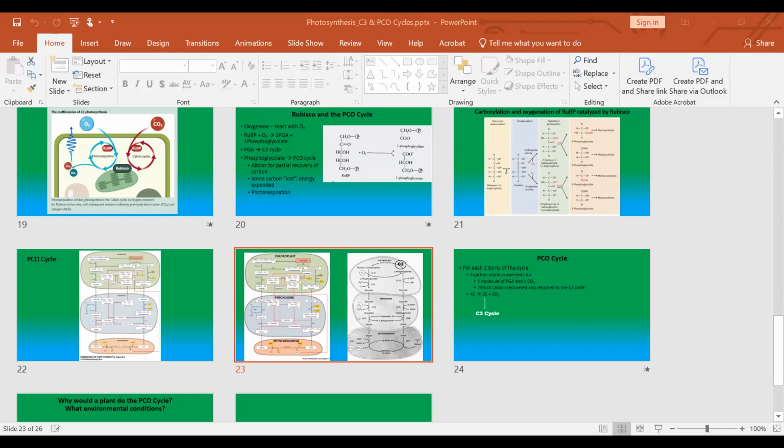As far as the actual minerals, please know the immobile versus mobile distinction, meaning once the plant takes up a mineral, can it redistribute that mineral or not? The pH range of soil is also important to think about. And then we went through some of the minerals, not all of them.